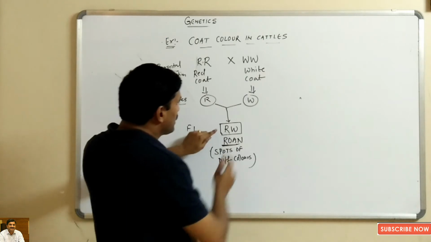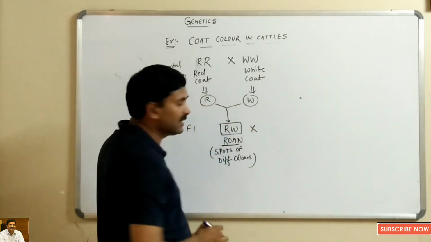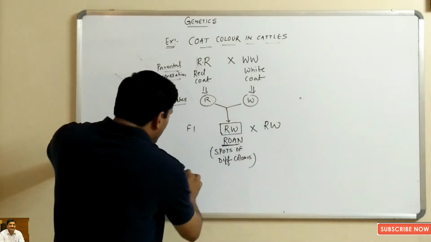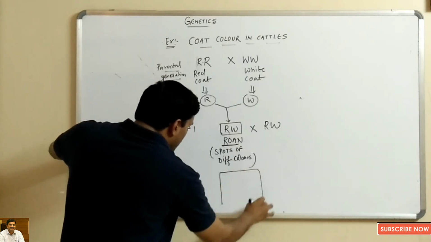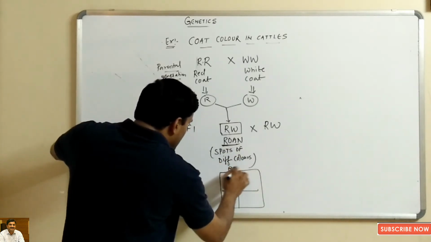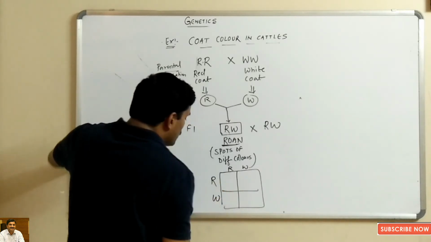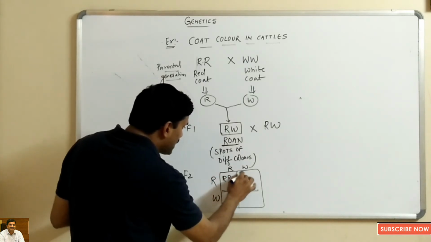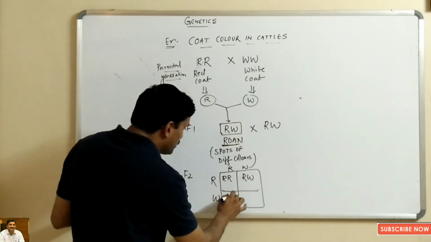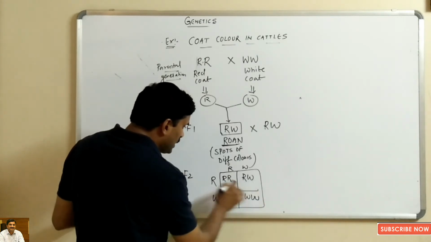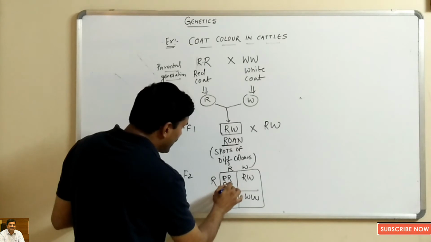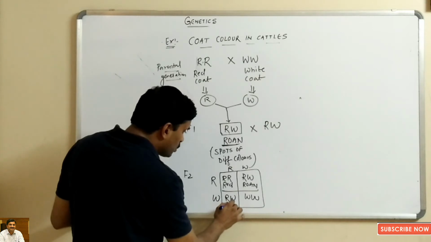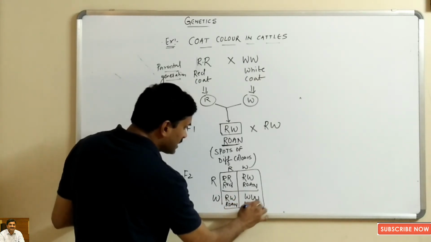Now if we interbreed this roan color cattle, then in F2 generation what type of progenies will we be getting? You can see here, RW is crossed with RW. Then the progenies will be capital R capital R, capital R capital W, capital R capital W, and WW. This is a red coat color cattle, this will be a roan color, this will be again a roan color cattle, and this will be a white color cattle.